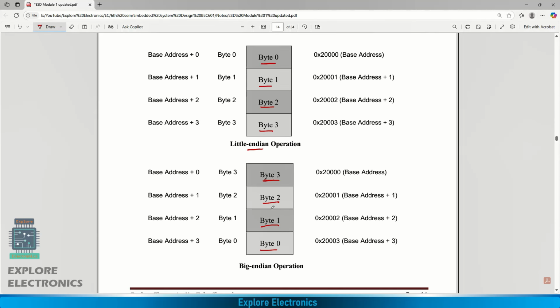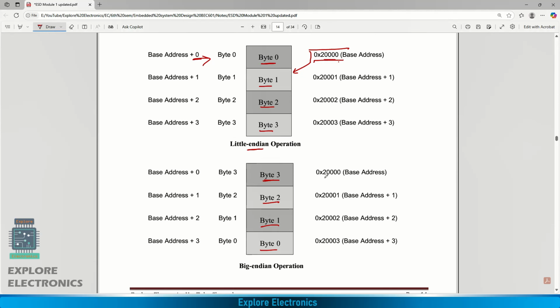Okay, it is exactly reverse, right? So the base address plus 0 points to byte 0 here. Whatever address you give, 2000, if you do plus 1, it will come to byte 1. So the 2000 base address is with respect to the first address, the base address. If you do plus 1, it will come over here.